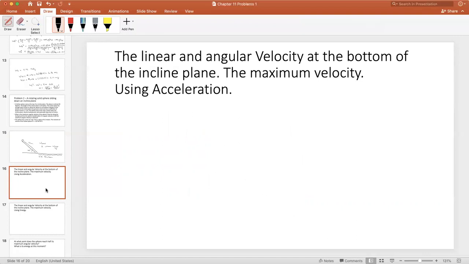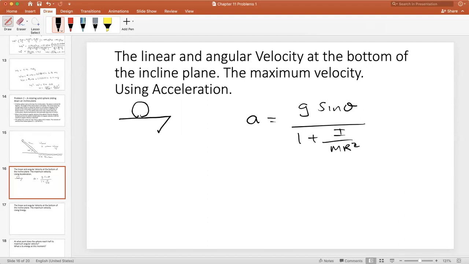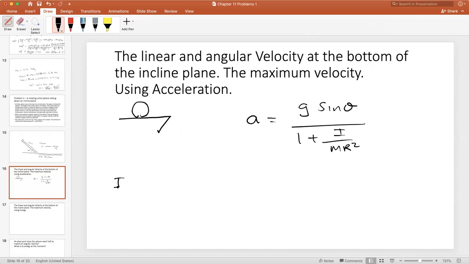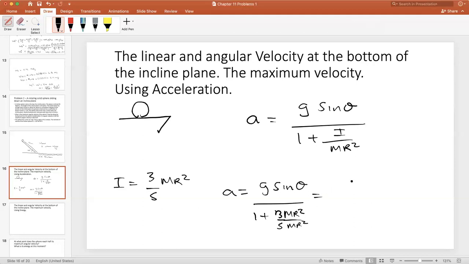And then we're going to come back and we're going to use energy. So this problem, starting from first principles, you could do all this free body diagram and stuff, but we already know that as long as there's no friction other than the static friction for rolling, we saw that the acceleration down the incline was g sine theta over 1 + I/mr². Okay, and we said at the beginning of this problem that I was 3/5 mr². So we get that a is g sine theta over 1 + 3/5 mr² over mr², or g times sine of 40 over 1 + 3/5, which is 8/5.